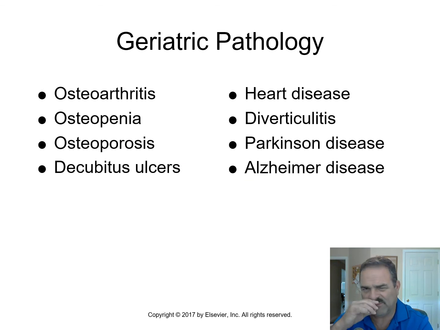All right, so geriatric pathology stuff we're looking for: osteoarthritis, heart disease, osteopenia, diverticulosis, Parkinson's, Alzheimer's, and decubitus ulcers. These are different things pathology-wise that the clinician may be looking for.